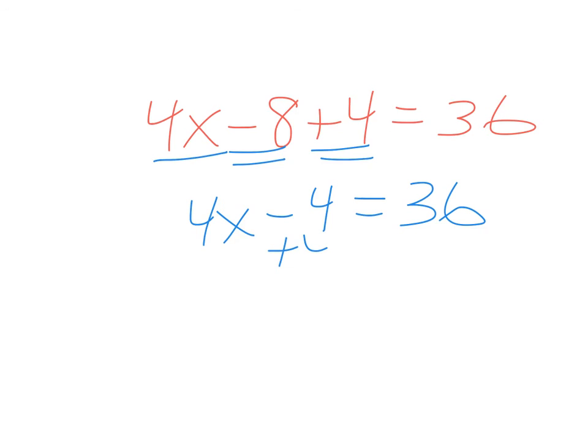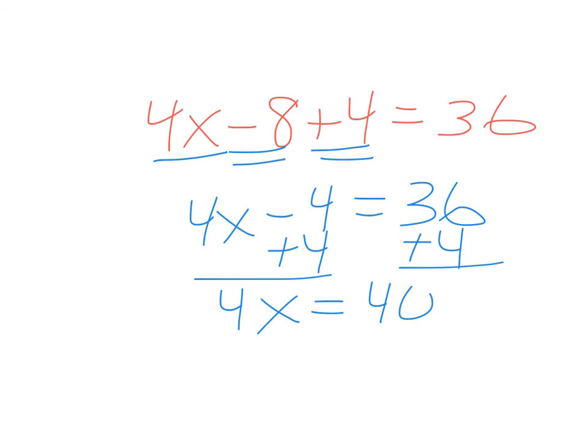Now I can solve it. Start by adding 4 to both sides. And I get 4x equals 40. Divide both sides by 4. And I get x equals 10. So hopefully that makes a little bit of sense to you.